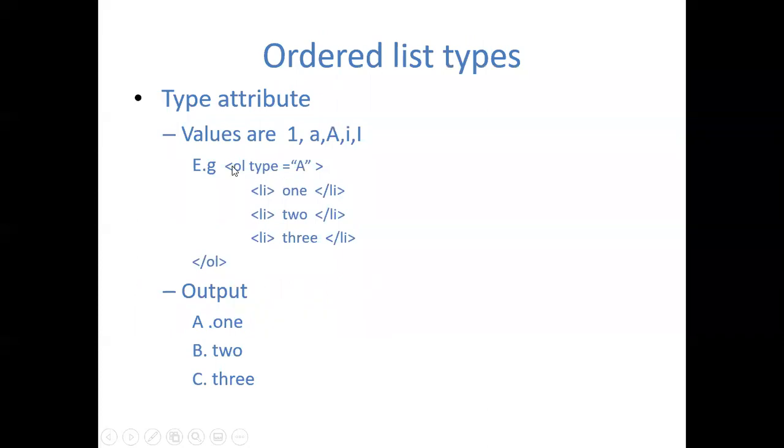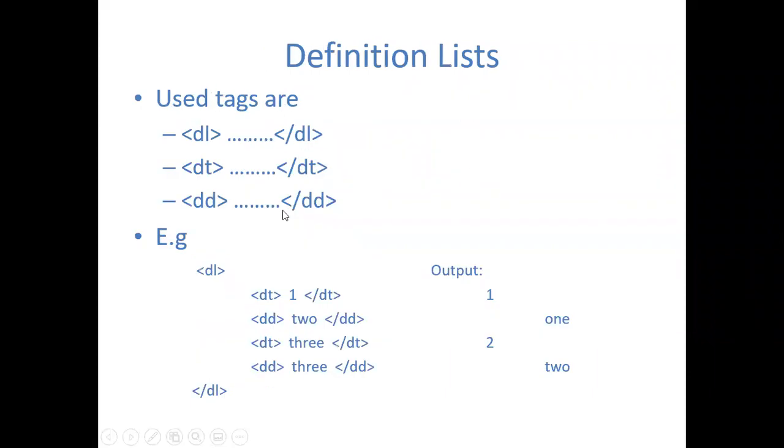Now, this is the example. Ordered list, type equal to A. So it will be A, B, C. If the type is equal to small a, the output will be small a, b, c. Similarly, Roman letters, capital and small. If you don't specify anything, it will be the numeric one. Then the definition lists: DL, DT, and DD tags we have seen. So the outer tag is the definition list tag, then DT, and then DD. Now the output you can see over here.